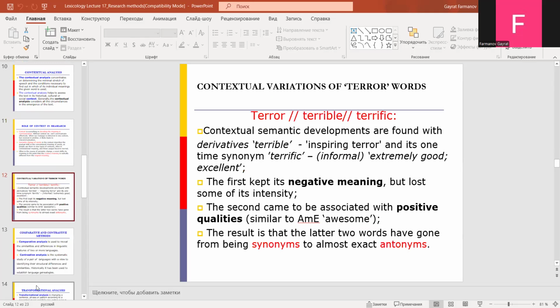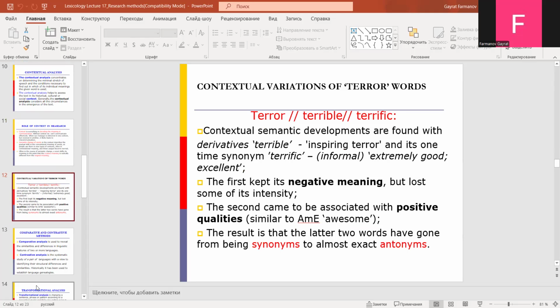Contextual variation of terra words. Terra, terrible, terrific. Contextual semantic developments are found with the derivatives terrible, inspiring terror, and one of its synonyms, terrific, informal, extremely good, excellent.